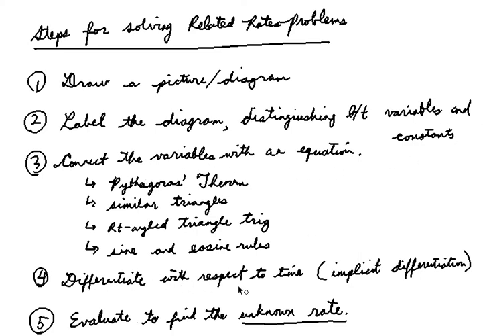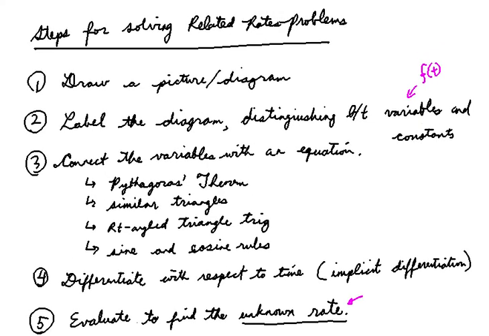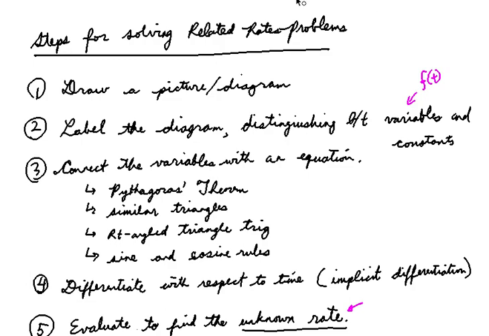Differentiate after you get your equation. Differentiate with respect to time, and since all of our variables here should be functions of time, we're going to assume that most of the time, we can use implicit differentiation there. And then we evaluate to find the unknown rate, which is what we were asked to find in the first place. Okay, so in the next couple of videos, we'll go over some more examples of related rates problems.